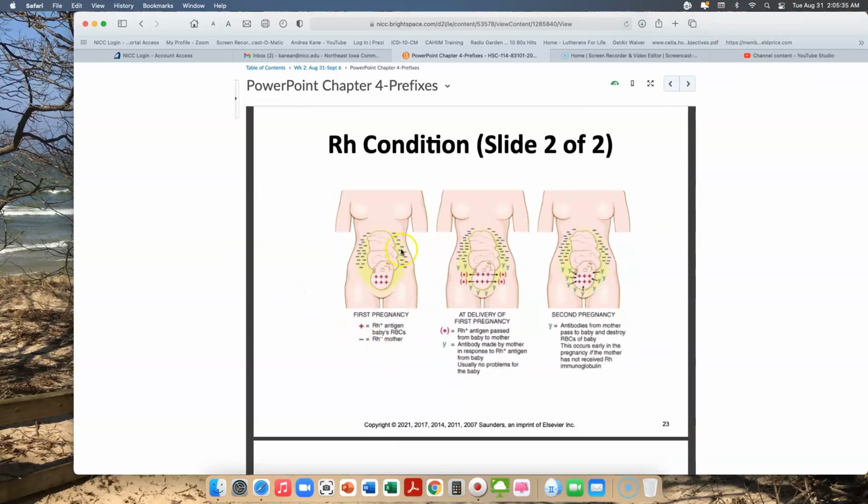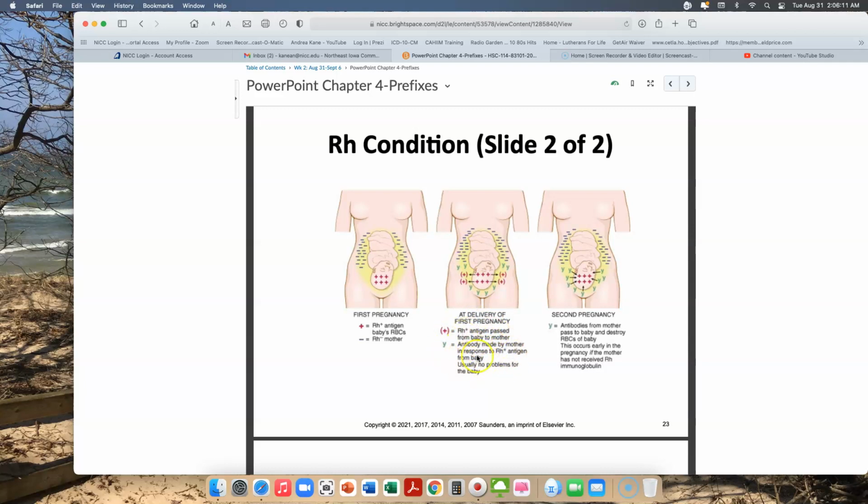The first pregnancy, you've got a negative mom, positive baby. When the baby's delivered, you have to give the Rh factor or Rh immunoglobulin, because when the baby's born, you get all of these green Ys, which are the antibody that the mom's made in response to the positive baby, because she's negative, baby's positive, and when she delivers the baby, her body reacts by creating these antibodies.